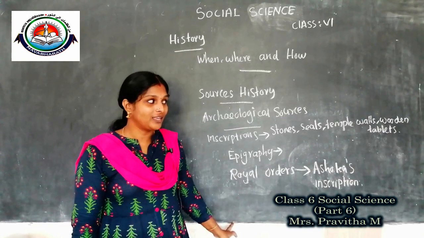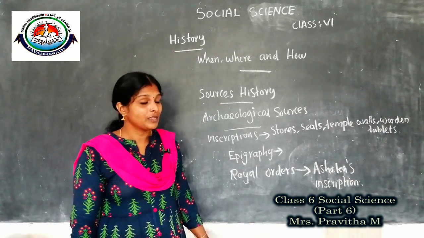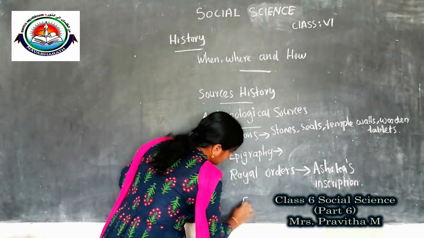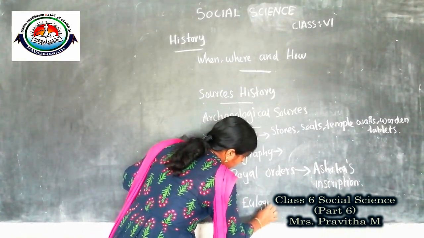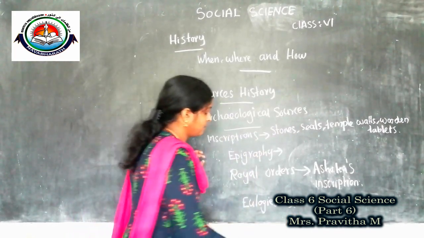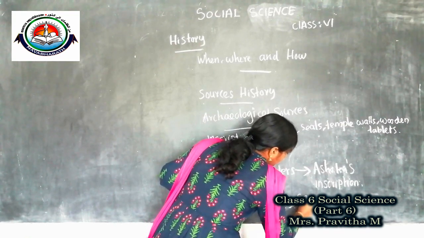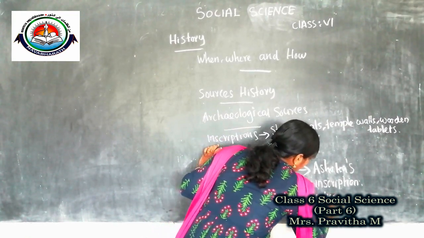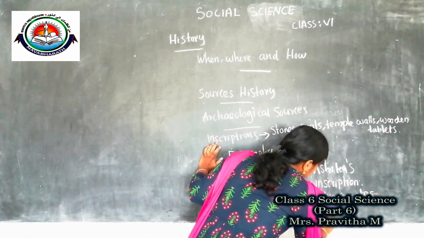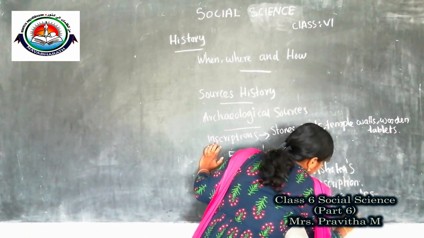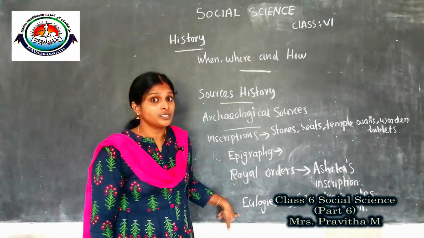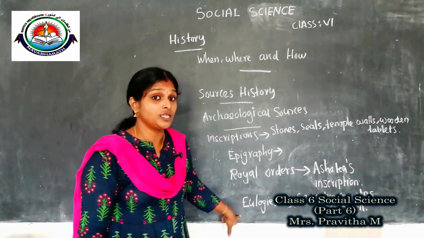Now we can go to another type of inscription. Some inscriptions are eulogies. For example, Samudragupta's inscription. Look, children, what are eulogies? Again confusion, no, what are eulogies?